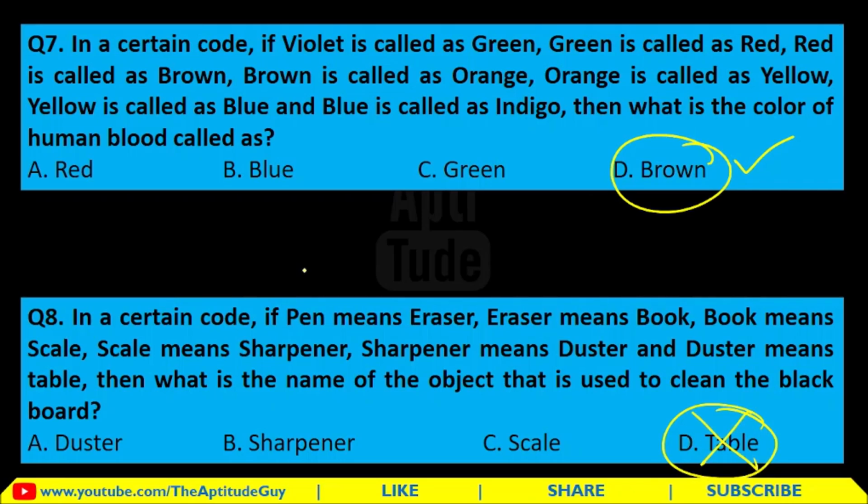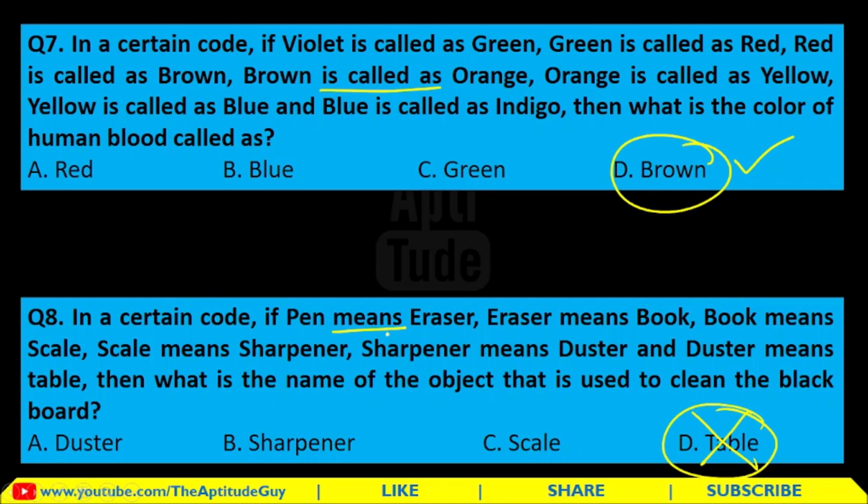Now, why so? First of all, let's understand why you marked brown and table for both of them. Because you thought that question number 8 and question number 7 are the same type of question. They are not. They are actually similar, but they are not the same. The stark difference between both of them is this phrase, "is called as" and "means."